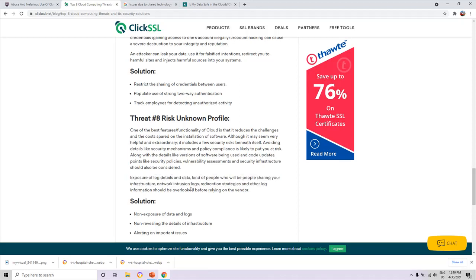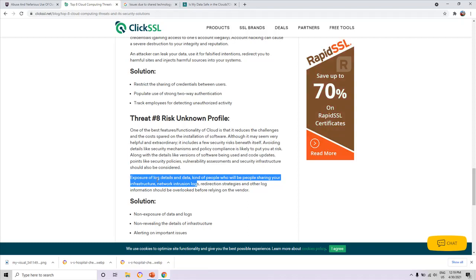And also sharing the infrastructure details, the cloud computing infrastructure details, with others, and also the logs pertaining to the network intrusion detection system. We shouldn't share this information. If in any unavoidable circumstances this kind of data is shared with some unknown people, it would put us at a great level of risk.